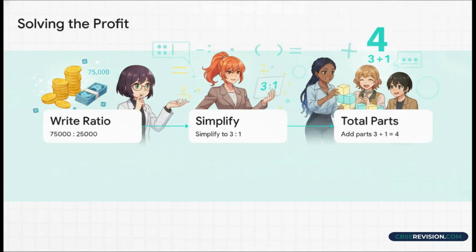They want to share this profit fairly, based strictly on exactly how much money they each put in. First, we write down their big investment numbers as a ratio. That's 75,000 to 25,000. Step 2, we reduce this down to its simplest form. We can just cancel out the 3 zeros from both sides. That leaves us with 75 to 25. And since 75 divided by 25 is exactly 3, their simplified ratio is 3-to-1. Now for step 3, we add these parts together. 3 plus 1 gives us 4 total parts for the entire business.